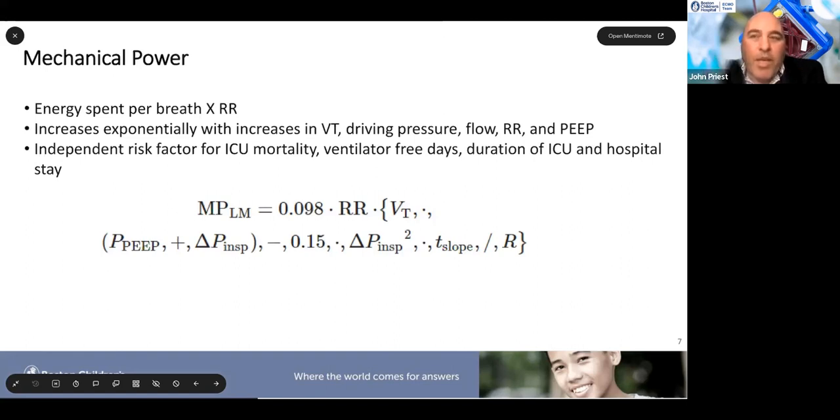ventilator-free days. But it does come at a cost. If you wean too quickly, you may de-recruit the lung, again causing more lung injury. Or if you maintain high ventilator settings for too long or too extended period of time, you're also going to add to the ICU mortality or ventilator-free days. So it's definitely a strategy that you should all think about.